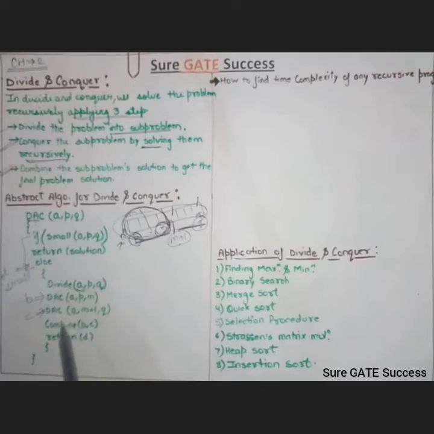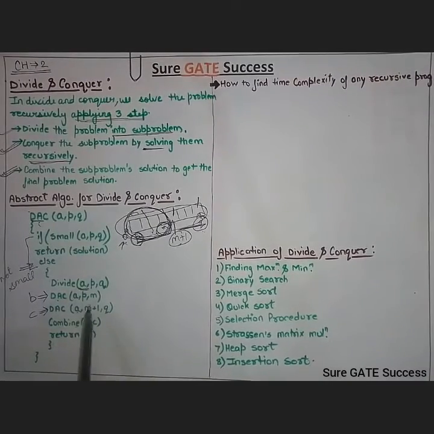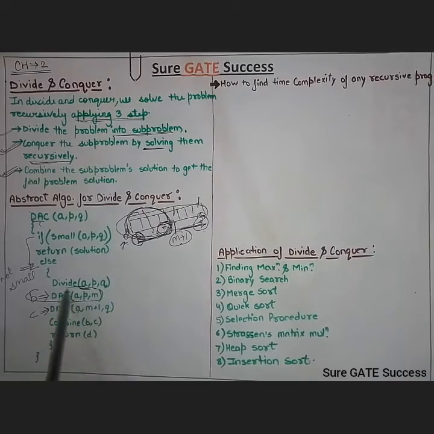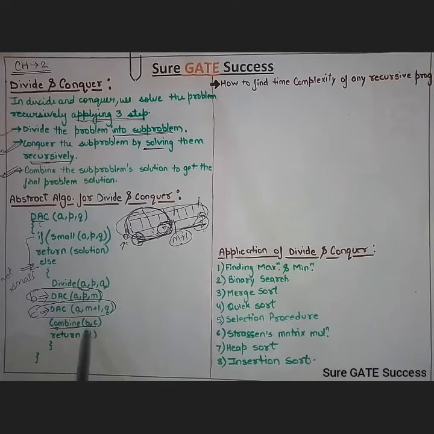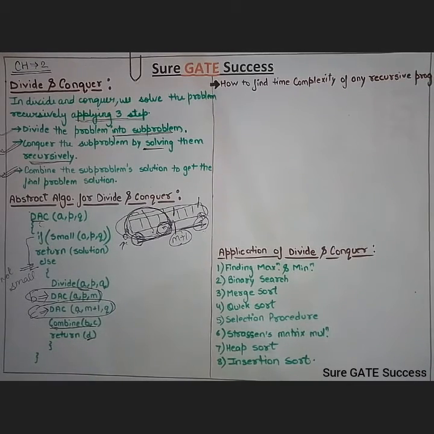After solving them we have to conquer, that means we have to combine. So we combine the result of this one and this one. Whatever the result is after combining, it will be in D. So simply return the solution. It is an abstract algorithm, a general idea for you regarding divide and conquer. And if we talk about time complexity, let's start with how we can find the time complexity of any recursive program.